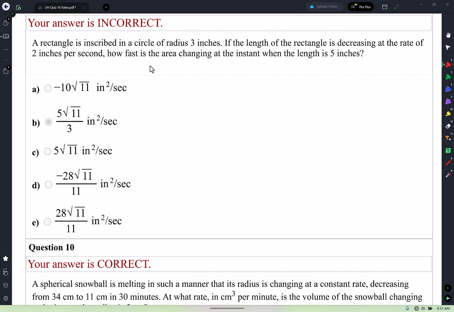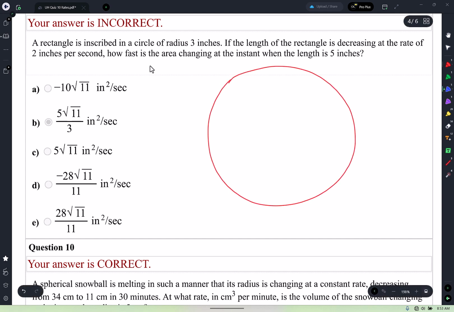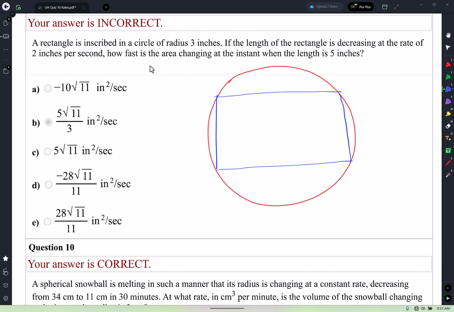Here's what I see. Draw a picture. Here's my circle, and here's my rectangle. The radius of that circle was 3. So if that is 3, then this is 6. That's static, so I can put that in there.